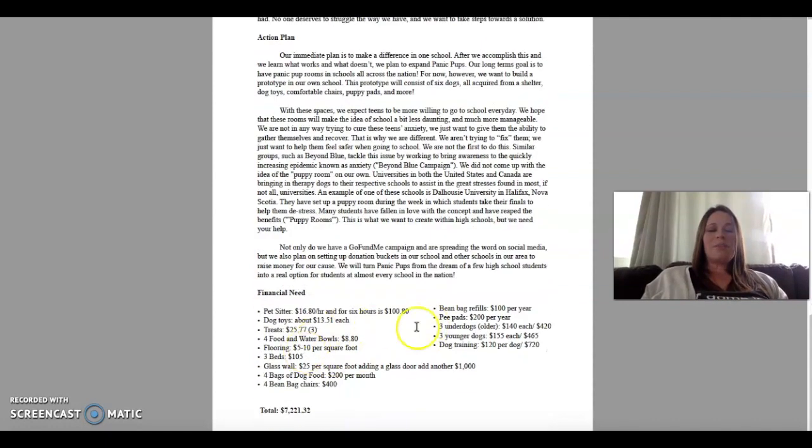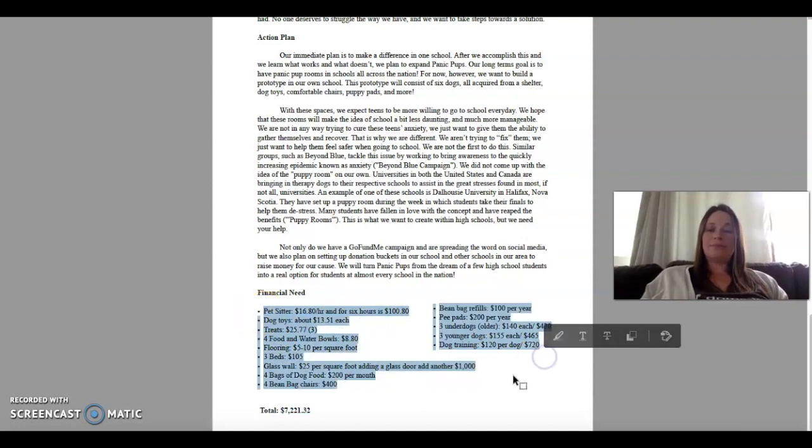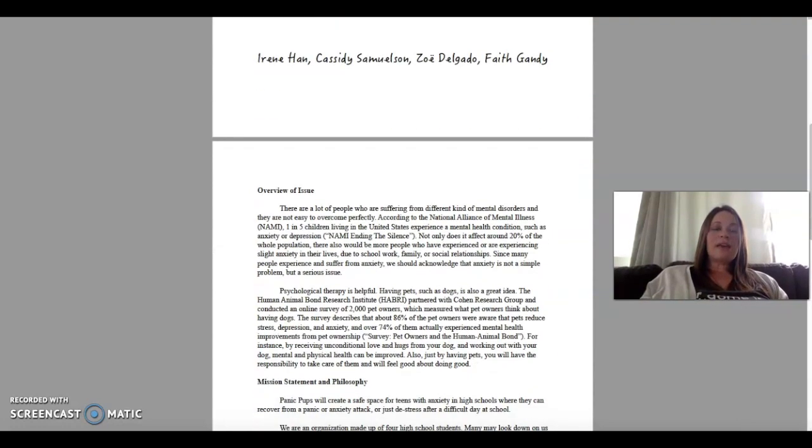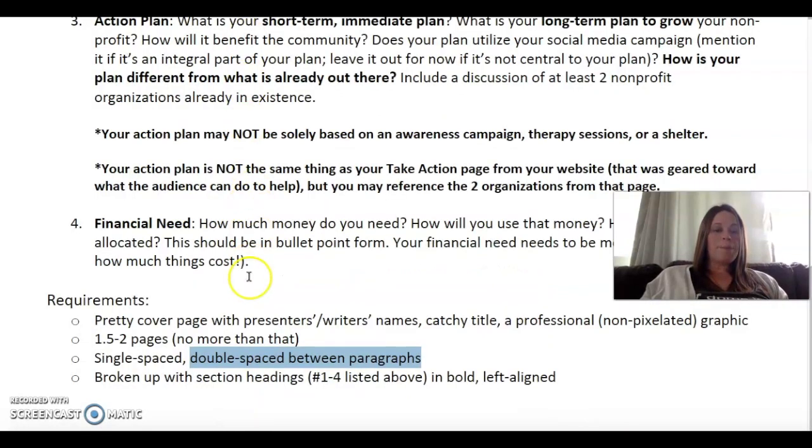And then again, notice at the bottom that the financial need is in bullet points, okay? They do give a total because you do need to have a total, okay? But then you also need to have an itemized list, okay? So again, that's some of the requirements. I think there's one more to look at here.